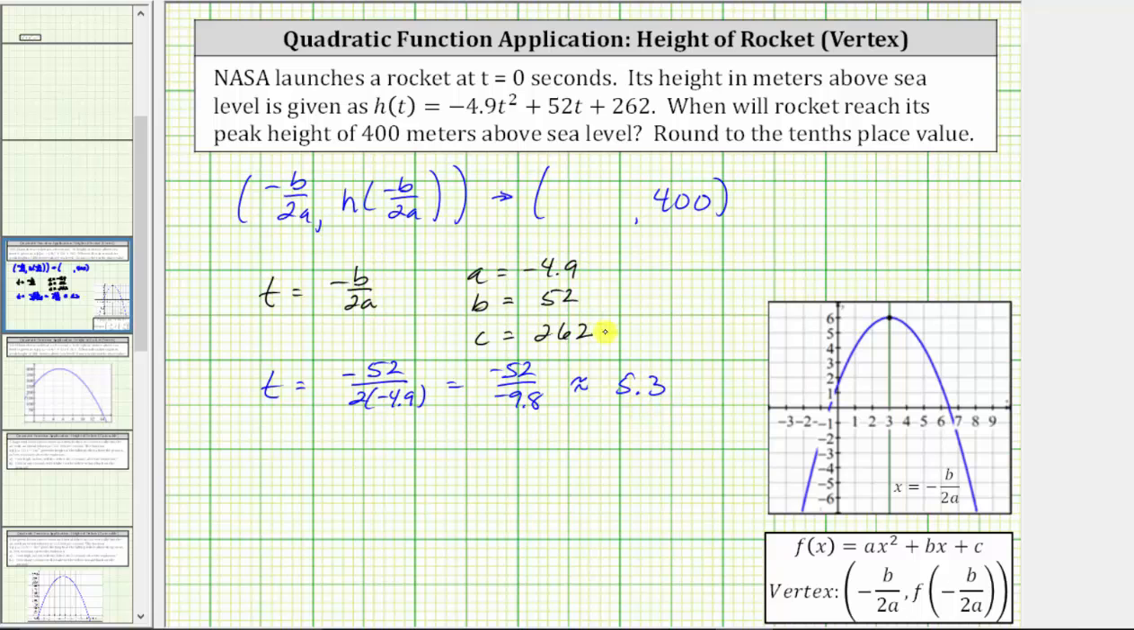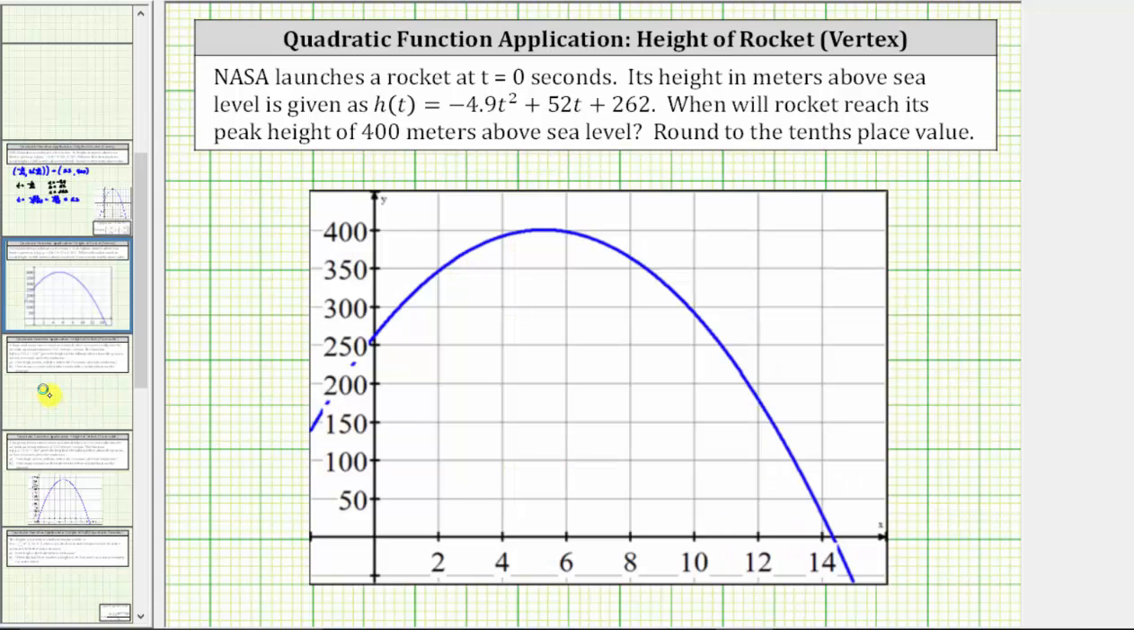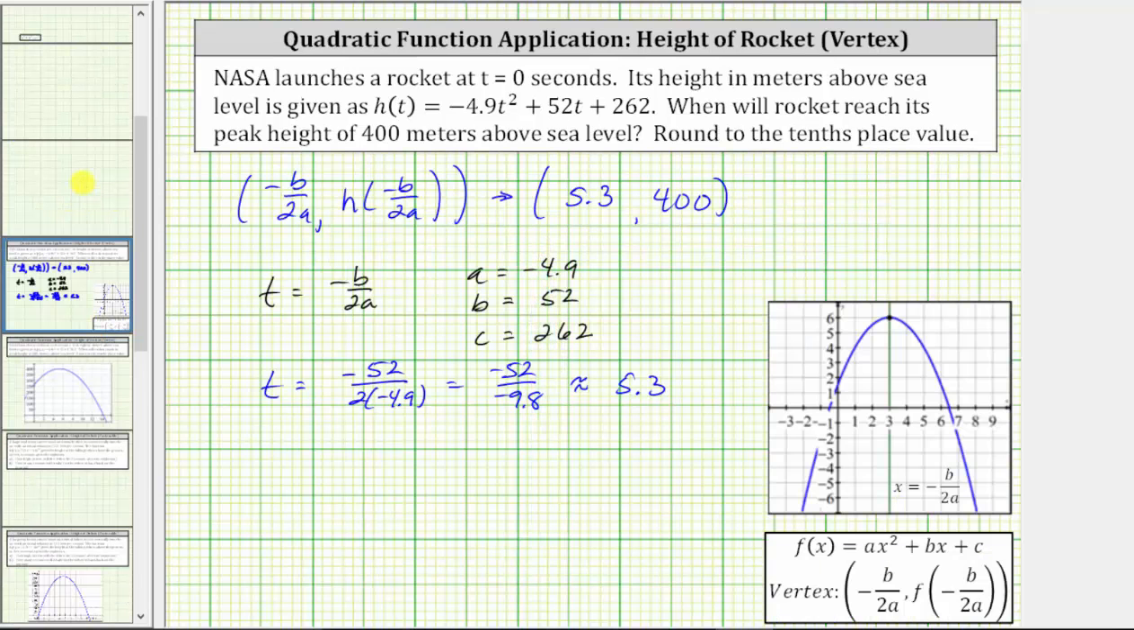So the vertex is the ordered pair (5.3, 400). If we go back to our graph just for a moment, notice how the t-value of the vertex does appear to be approximately 5.3. To answer the question, the rocket will reach its peak height of 400 meters at approximately 5.3 seconds.